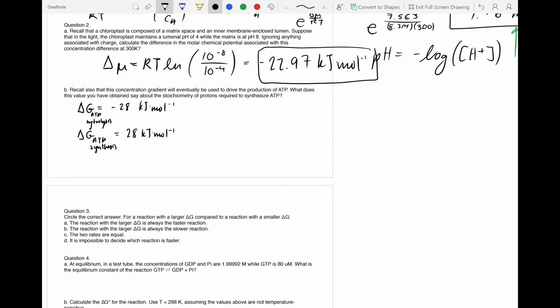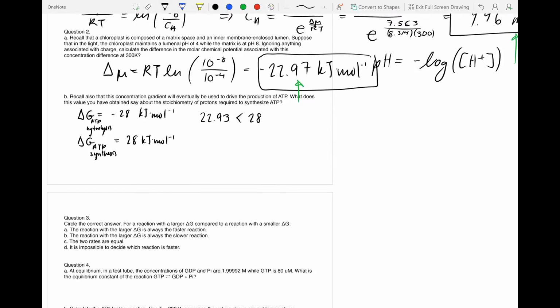And the number we obtained previously, so we've taken the magnitude, 22.93, it's going to be less than 28. And that means that we're going to have to use more than just one proton to power ATP synthesis. Otherwise, we're not going to have 28 kilojoules that are required to make ATP.